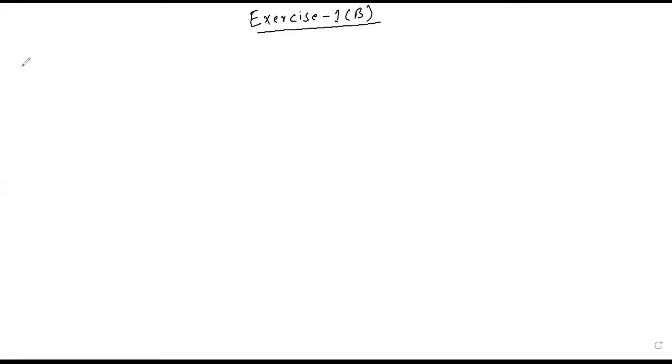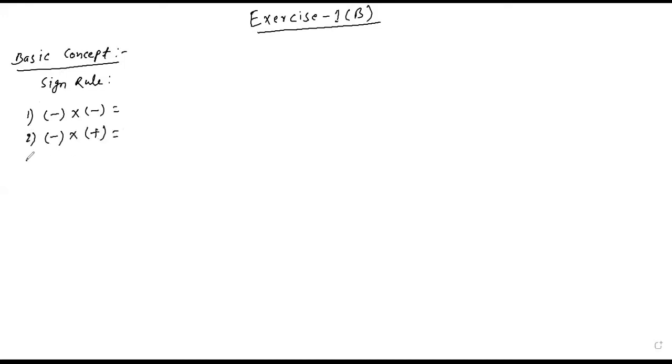Exercise 1B. Okay, so before starting exercise 1B, let's have some basic concepts, the sign rule. So what does the sign rule say? Minus into minus, then minus into plus, then plus into minus, then plus into plus.